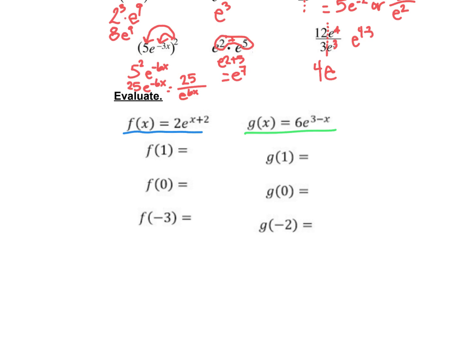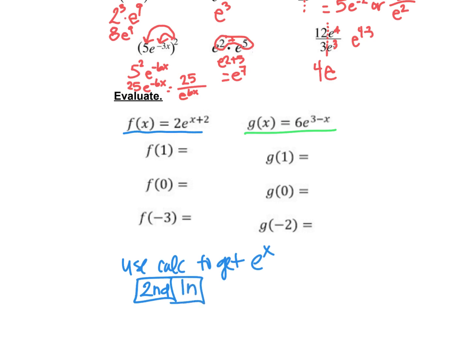Now when we want to evaluate, we're going to use our calculator. Let's figure out how to use the calculator to get e to some power. What you're going to do is use the second button, then touch the ln button after that, and that's going to give you e to the x power. Okay? So in our first situation, when we have f of 1, we're going to take the 1 and plug it in everywhere we see x in our f of x formula. So that's going to be 2e to the 1 plus 2 power, or in other words, 2e cubed.